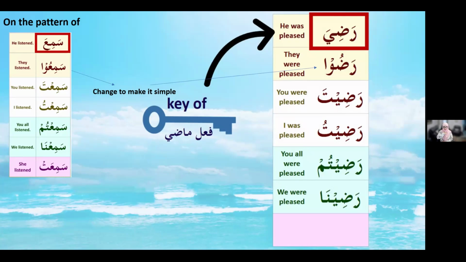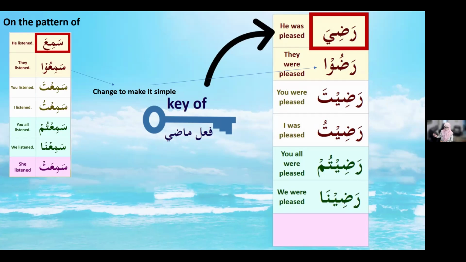رضيت, I am pleased. So let's practice. رضي, he was pleased. رضوا, they were pleased. Again. رضي, he was pleased. رضوا, they were pleased. I'm repeating it so that it fixes in your head. رضي, because it's different, like سمع سمعوا. So رضي رضوا. So he was pleased, they were pleased.